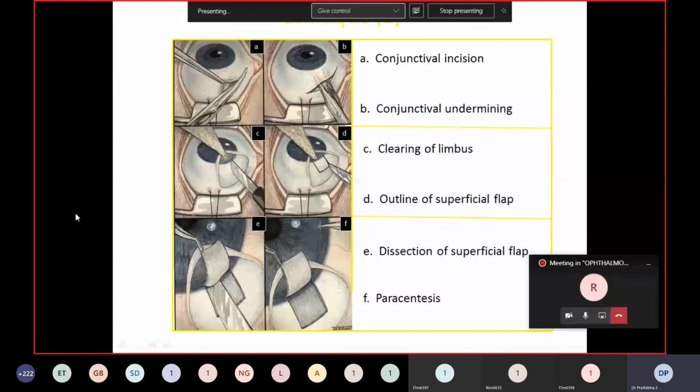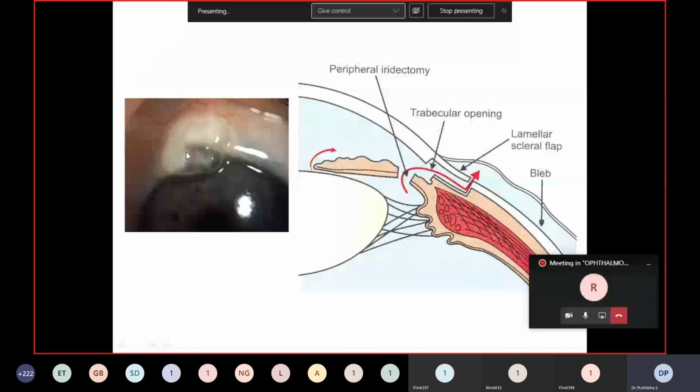See, this is the picture. See here the bleb. This is how the bleb looks. What we do in the trab is make a partial thickness opening in the sclera. This is the scleral opening. This is the conjunctiva; below the conjunctiva, the scleral opening is done. An ostium is created here. PI is done, that is, a peripheral iridectomy is done in the iris, and then we ensure that aqueous humor drains through this PI, through this ostium, that sclerotomy, and comes out through this ostium to the subconjunctival space. This is the bypass.